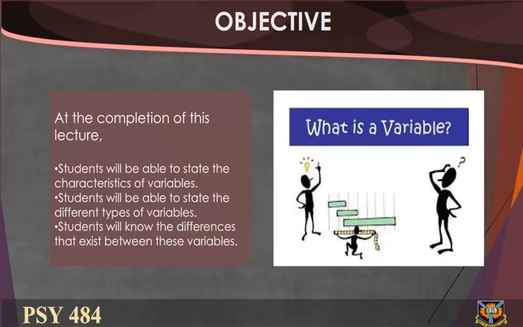Objective. At the completion of this lecture, students will be able to state the characteristics of variables. Students will be able to state the different types of variables. Students will know the differences that exist between these variables.